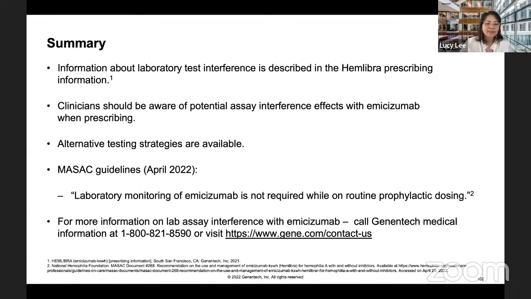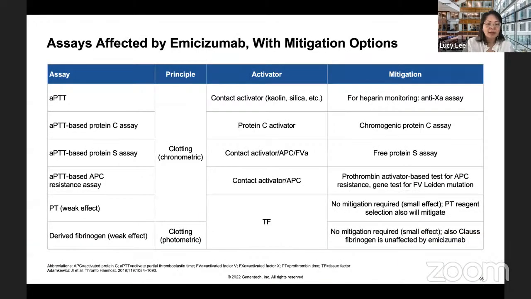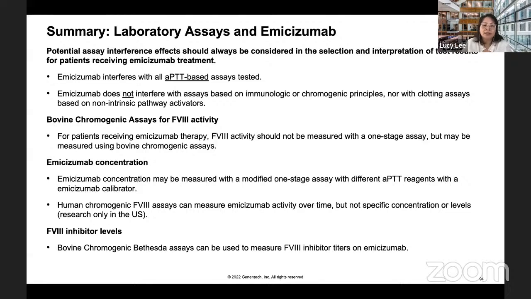I guess while we wait, the last slide with the third bullet is what they mentioned: alternative testing strategies are available. Yeah, that was just a very generic summary saying that where there is a drug interference effect, particularly with the clot-based assays, to use different testing strategies, and at least in this case, the most common ones are shown here. Meaning, if you were interested in looking for a factor VIII activity level on somebody on emicizumab, understand that a one-stage assay is going to give you this really high factor VIII activity level of greater than 150%. That is just not meaningful and not consistent with what we know to be the procoagulant effect of emicizumab.